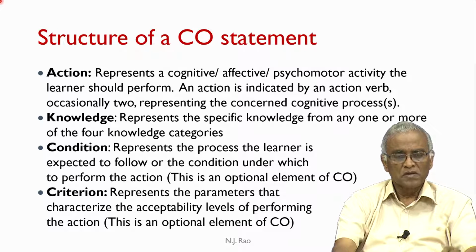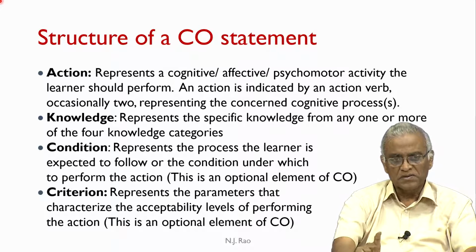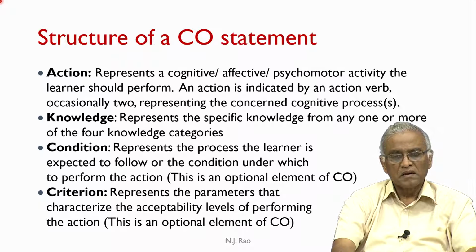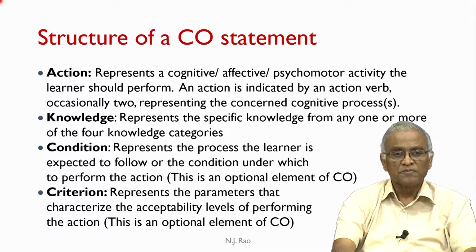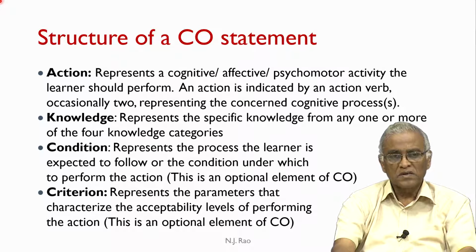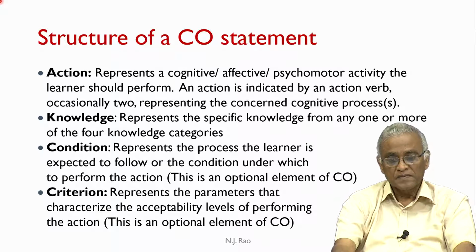For example, if you want the student to titrate something, you have to specify which particular equipment in the laboratory should be used to perform that particular action. Okay? That becomes a condition. And the criterion represents the parameters that characterize the acceptability levels of performing the action. This is also an optional element. So, there are 4 elements of a CO statement: action, knowledge, condition and criterion. Condition and criterion are optional.